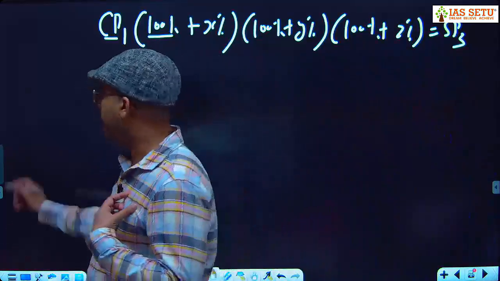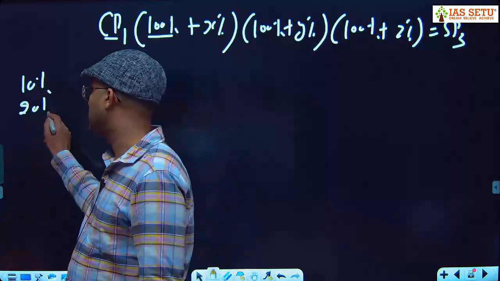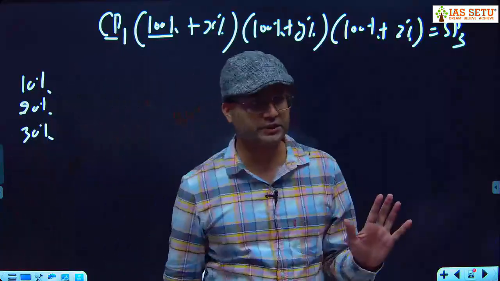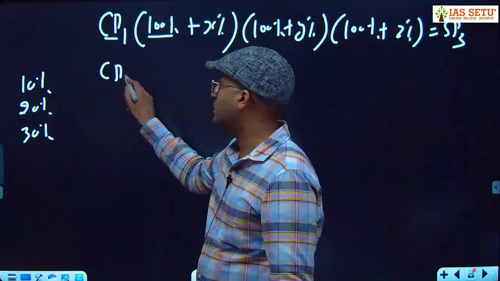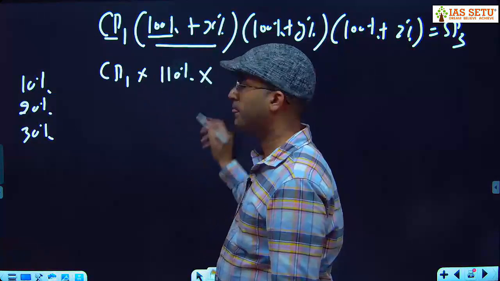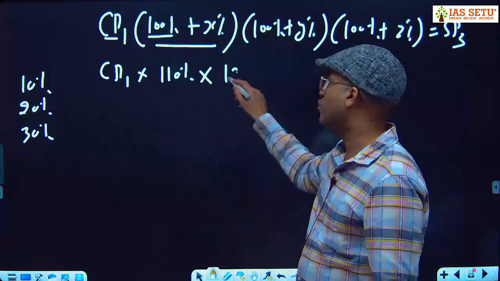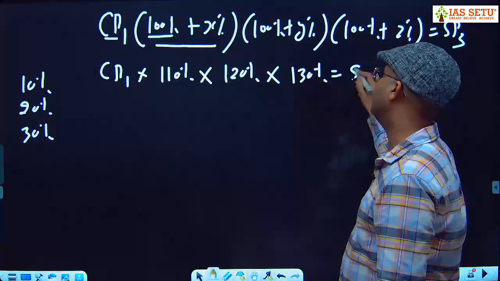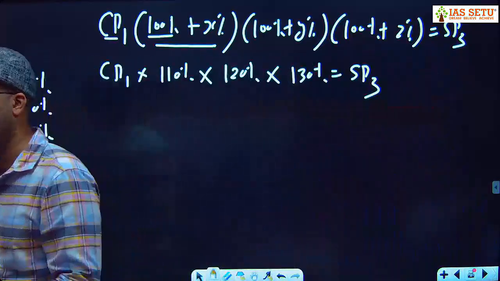I make profit 10%, the second one makes profit 20%, the third one makes profit 30%. Just make the equation, the rest is just putting values, and the answer will come. CP1, 100 plus 10, 110%. Profit we add, 100 plus 20, 120%, 100 plus 30, 130% will equal SP3. Profit we add in 100% and multiply with cost price.